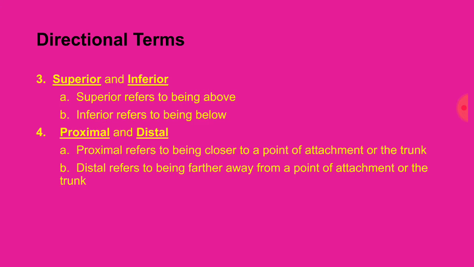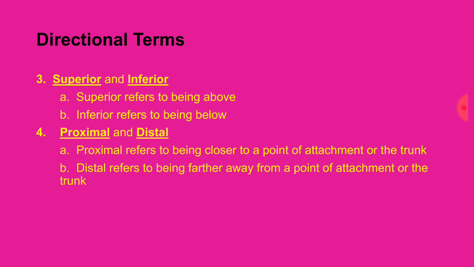Next terms are superior and inferior. Superior refers to being above. Inferior refers to being below. Any structure which is present above is called a superior structure. If structures are present below, they are called inferior structures.